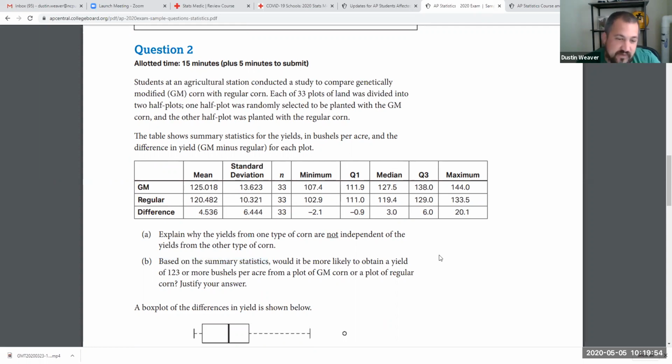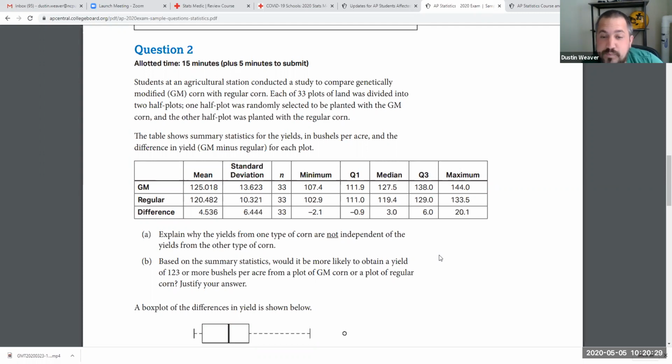How would I write that? Basically just how I said it. What I would say is, I would be more likely to obtain a yield of 123 or more bushels per acre from a plot of genetically modified corn. I know this because the median for genetically modified is 127.5, meaning that 50% of the plots have more than 127.5 bushels. And 123 is actually less than that median.